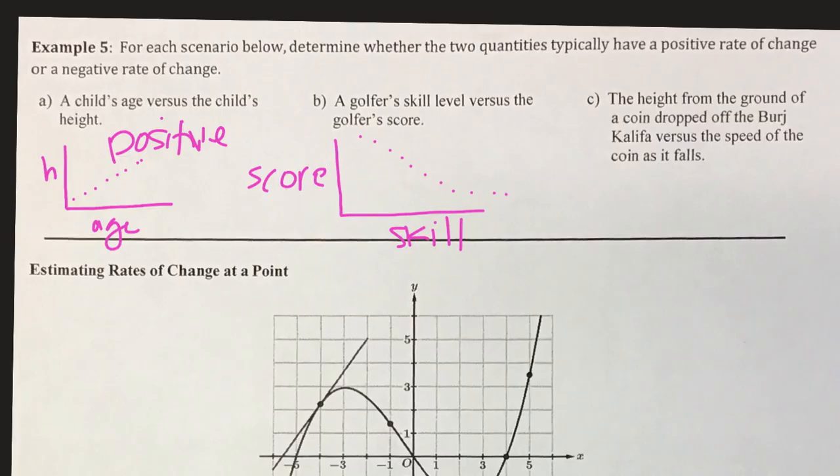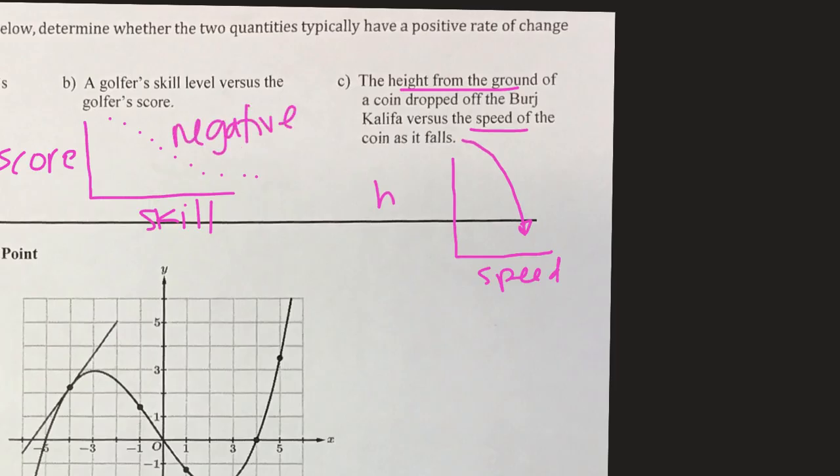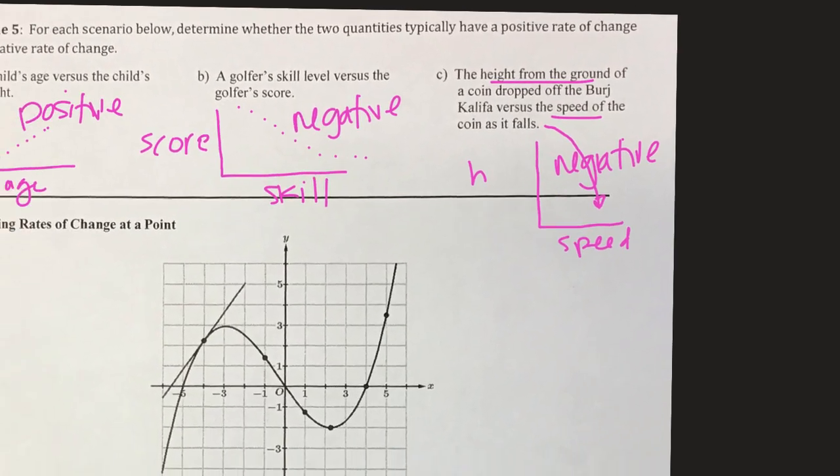And how about the height from the ground of a coin dropped off the Burj Khalifa versus the speed of the coin as it falls? So height versus speed. As the speed increases, what happens to the height? It goes down, right? So this is negative. The golfer one is negative, and this one is also negative. As the speed increases, the height decreases, of course, due to gravity.